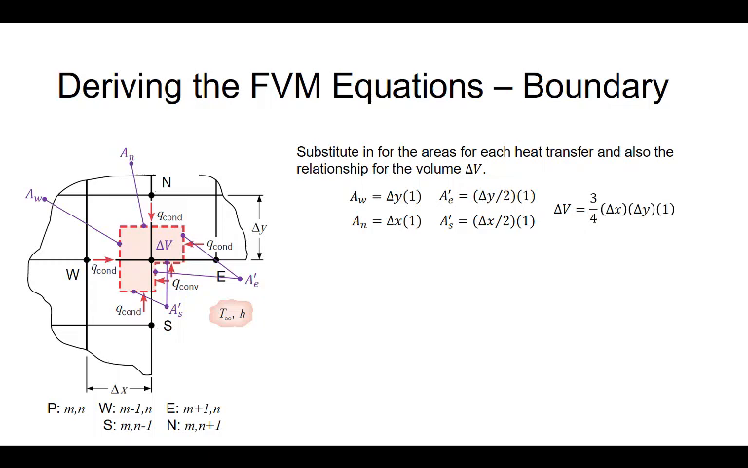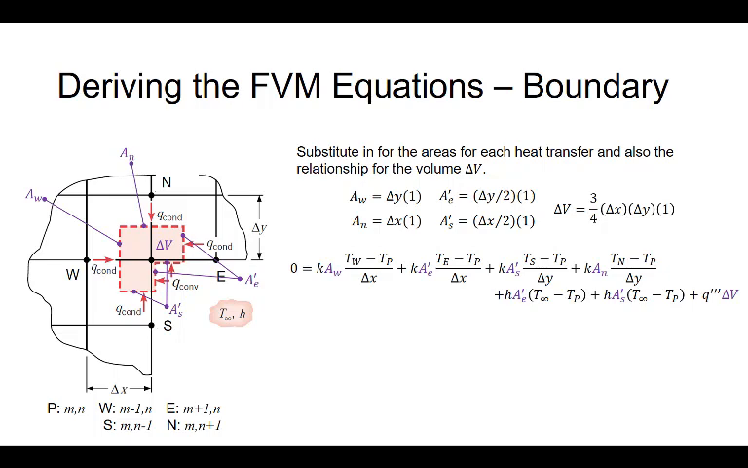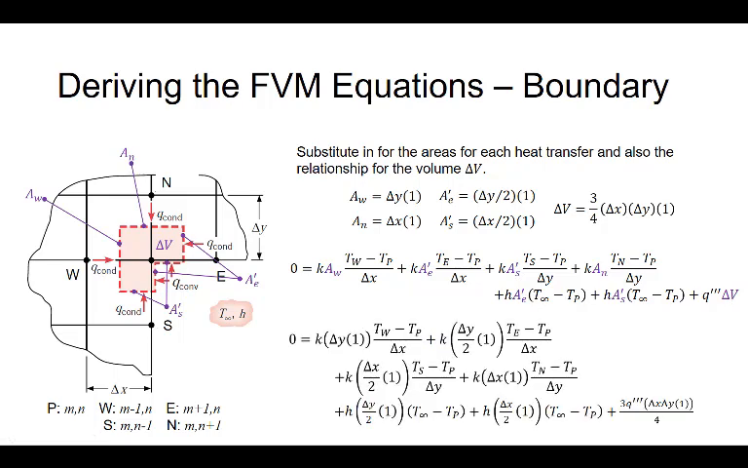Finally, we note that the volume of this on the corner is 3/4 the volume of an interior node. So we can simply write 3/4 times delta x times delta y times 1. We now substitute in these expressions for the areas and the volume. The resulting equation is as follows. We will now simplify this equation.